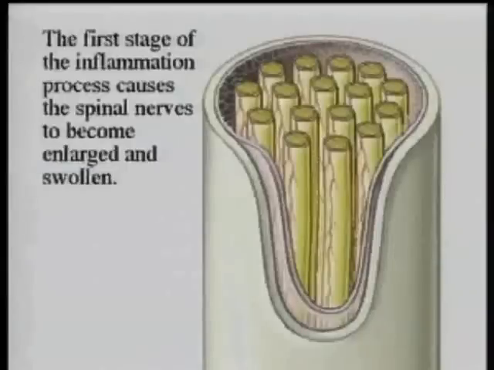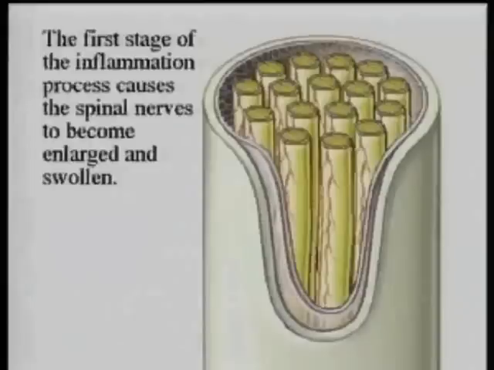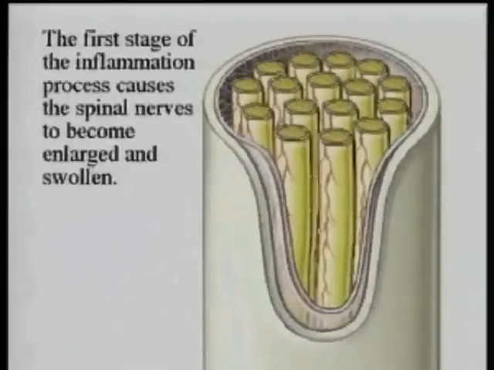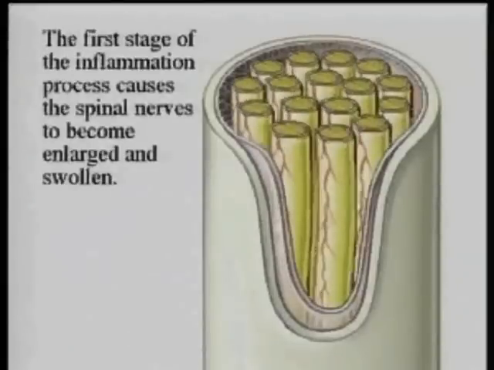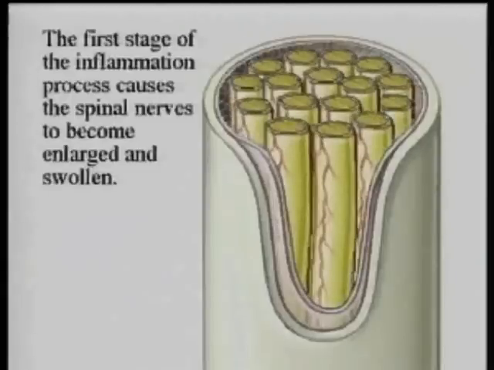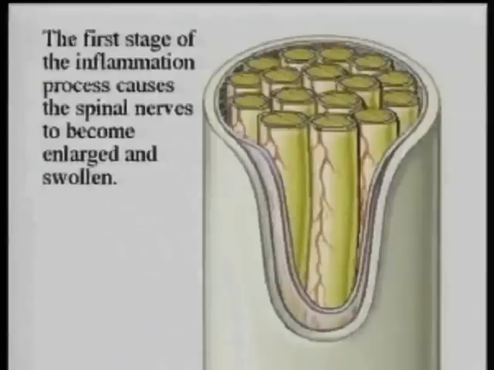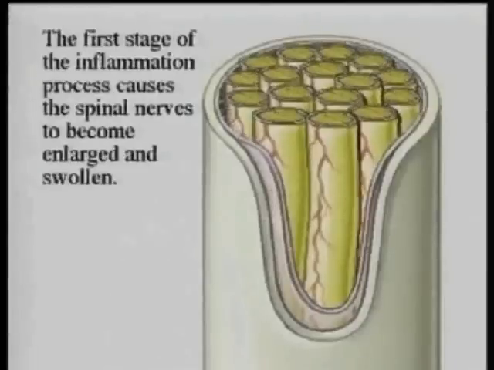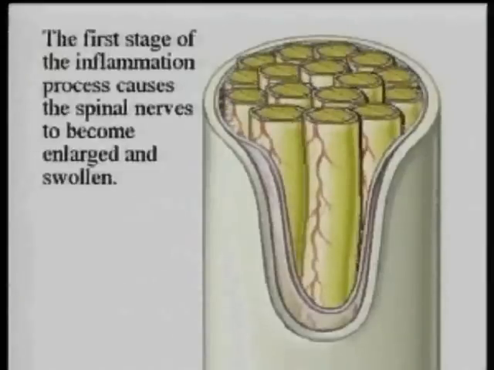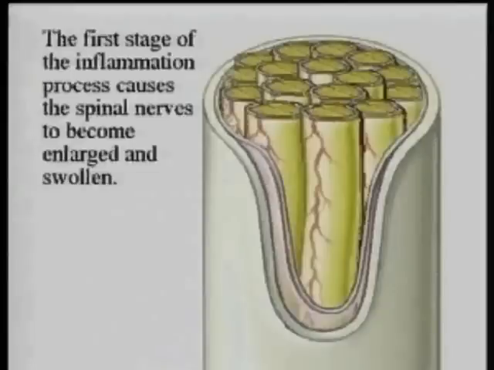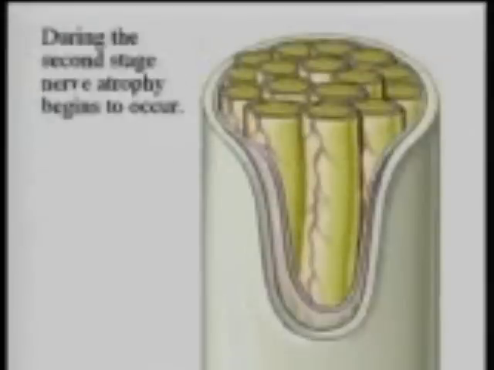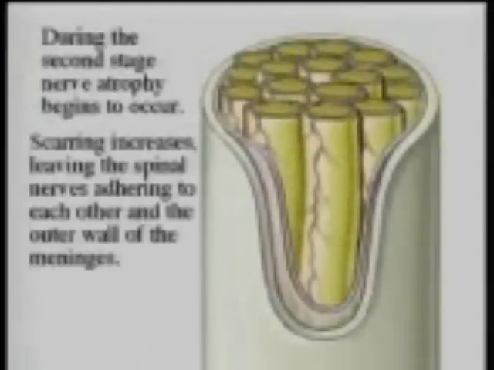The first stage of the inflammatory process causes the spinal nerves to become enlarged and swollen, as shown here. In addition to the swelling of the nerves, there is distension of the adjacent blood vessels, which become hyperemic. As the nerves swell, the subarachnoid space actually disappears, and very typically, the spinal fluid is squeezed out from in between the spinal nerves. As time progresses, the second stage begins.